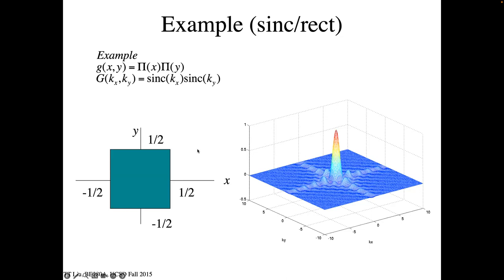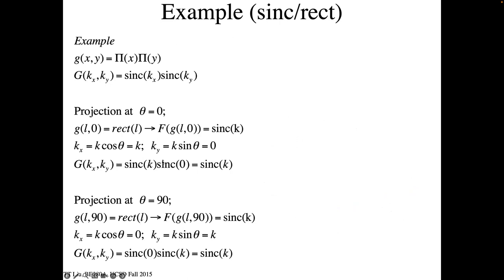You can demonstrate for yourself that this works in certain examples. One would be a rect function, for example. It's kind of trivial in the sense that a square function or a rect function in 2D has a 2D sinc function as its Fourier transform. And if you take projections through this, you get a 1D rect function, which in Fourier space is a sample through the two-dimensional Fourier transform, which is the correct sinc function. You can write down the algebra for doing that and show that it works.